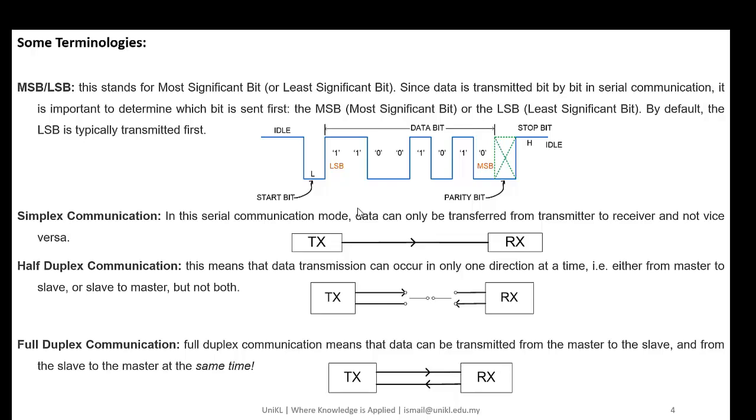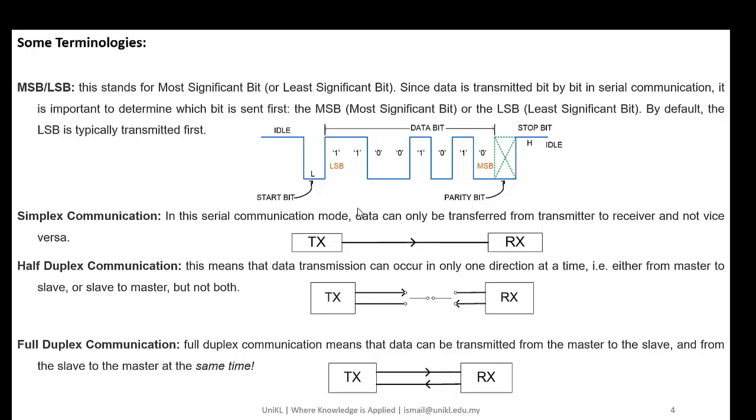Half duplex communication means the data can be transmitted either from master to slave or slave to master, but not both at the same time. In the middle, I represent it with the switch block. Once it is connected to the transmit lines, then the other side is at the receive lines. So only one communication at a time. So that is half duplex.